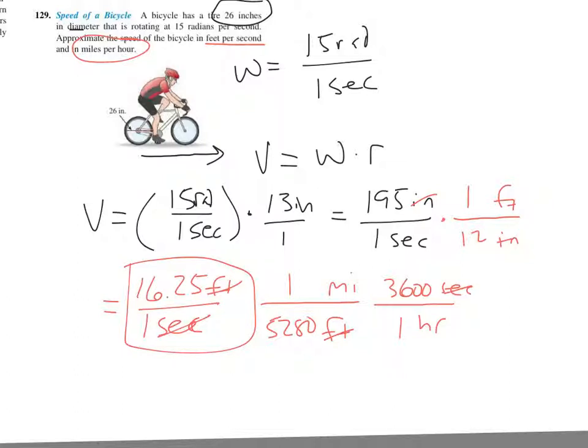So now we just do the math there, 16.25 times 3,600, and then divide by 5,280 essentially. So it's about 11.1, I guess. I don't know how accurate we needed to be. Yeah, approximate. So about 11 miles per hour. Kind of a fun problem. Definitely realistic. You could figure all of that out with your own bike, how fast you can go.